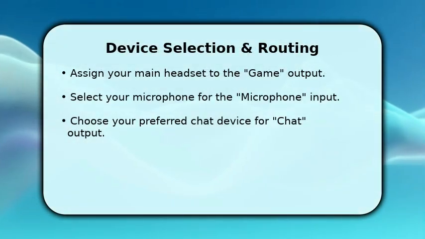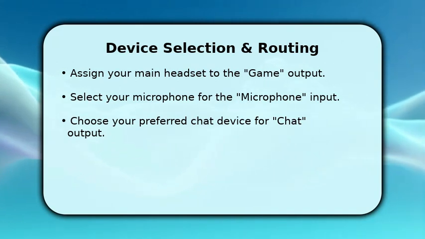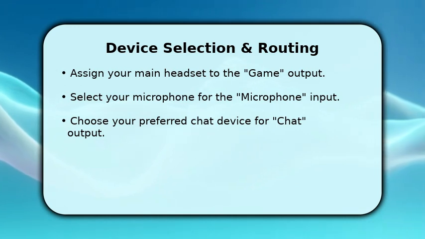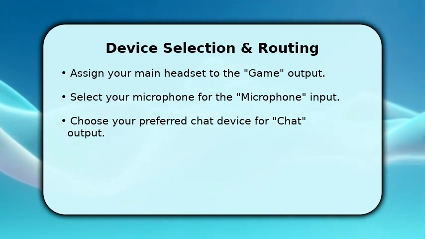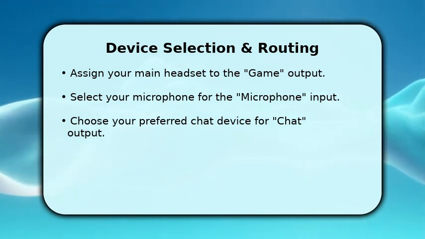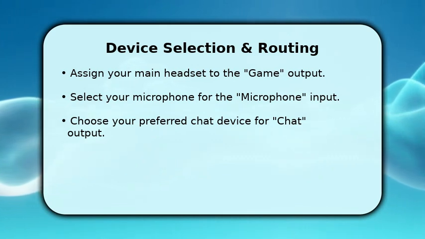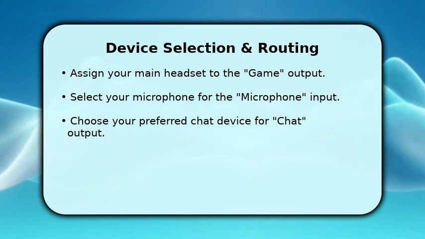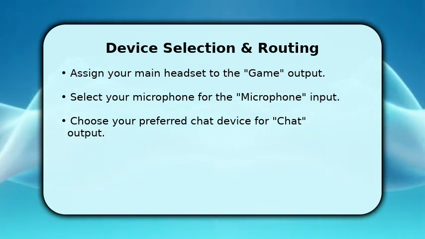Now let's route your audio. In the Sonar interface, you will see three main mixers: game, chat, and microphone. For the game output, select your primary gaming headset. Next, choose your dedicated microphone from the microphone input dropdown. Finally, for the chat output, select the device you use for voice communication, which might be the same as your game headset or a separate one. This ensures each audio stream goes to the correct place.